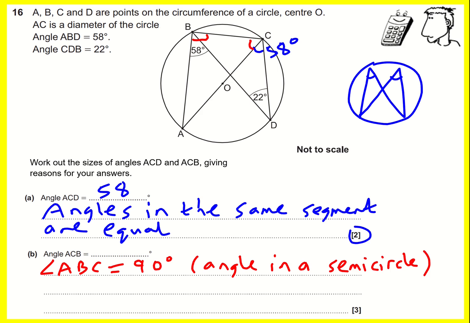What next? Well, I want this one. I kind of see a triangle now. I've got a triangle here. And I'm going to use another one of the same segment. Because this is 22 degrees, then these two are also equal. And I can say that this is 22 degrees. Angle BAC equals 22 degrees, same segment.